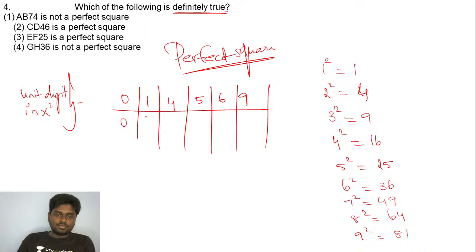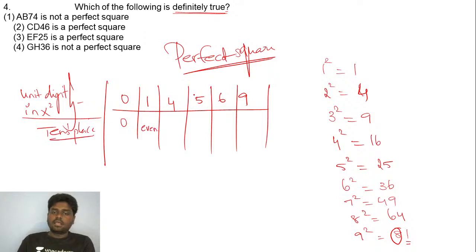Now the tens place. If you have 1 in the unit digit, this is the unit place and this is going to be the tens place, so you have an even number. And if you have the unit digit 4, in the tens place you have even. And if you have a unit digit 5, in the tens place you have only 2.